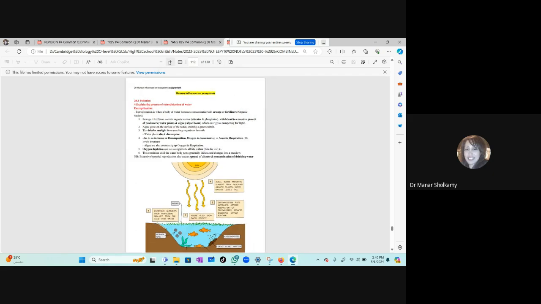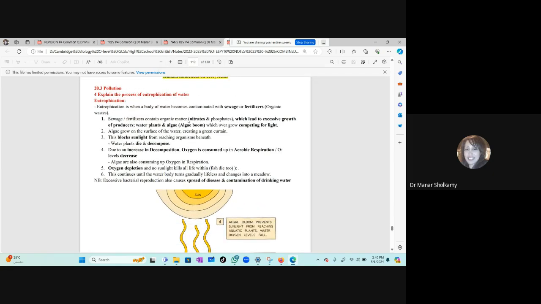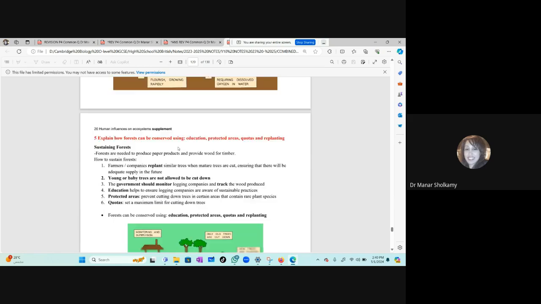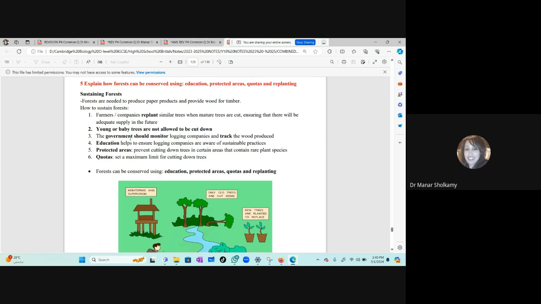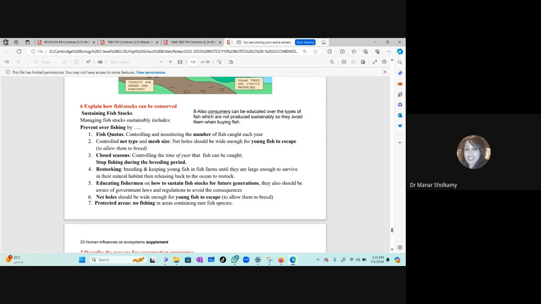Lesson 20, the lesson before the last. It's very important. Eutrophication and all the steps. Eutrophication is very common. And then how forests can be conserved, how plants can be conserved is here. Okay, we will replant and we will put plant nurseries, education, protected areas, quotas. This is copy pasted from your syllabus. How fish are conserved. Please memorize these 7 or 8 points.